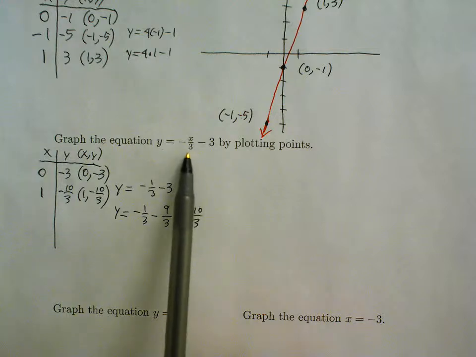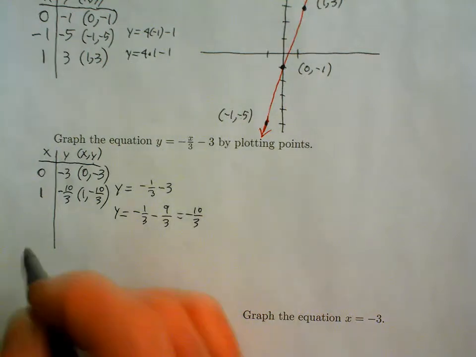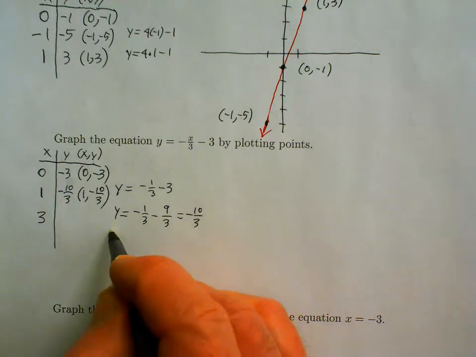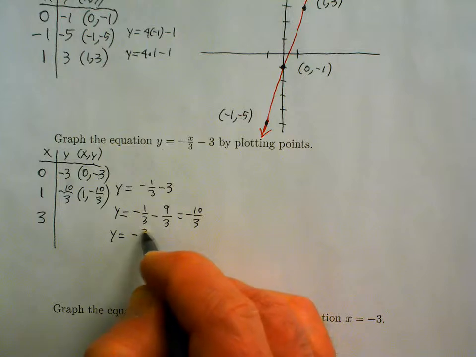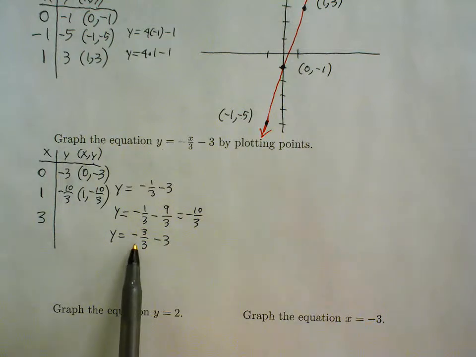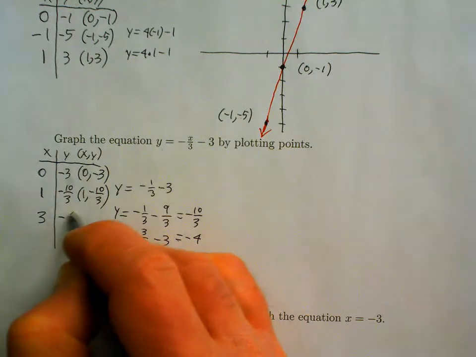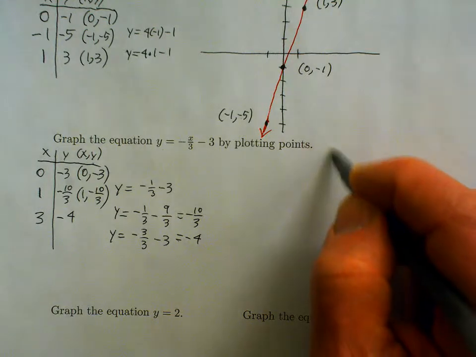But I'm going to find one more ordered pair that doesn't have fractions in the ordered pair. So I'm going to pick x to be 3. And the y-coordinate when x is 3 is negative 3 divided by 3 minus 3, or negative 1 minus 3, which is negative 4. Okay, but we can plot those points.